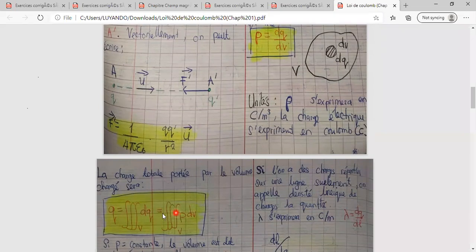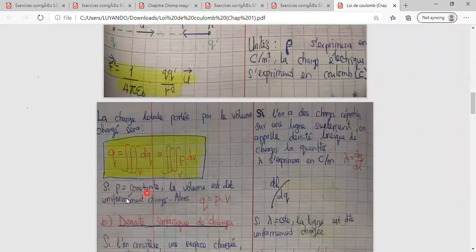So if I bring the constant outside, I'll have the triple integral of dv, which is the same as this. So if rho is a constant, the volume is said to be uniformly charged. Then we have q is equal to rho times the volume. If I integrate dv, remember it's dv, so for me to have v, I have to integrate it, which is what we're doing here. The 3 integration symbols shouldn't scare us. They're just telling us that we're integrating volume. So we integrate volume, we have v.